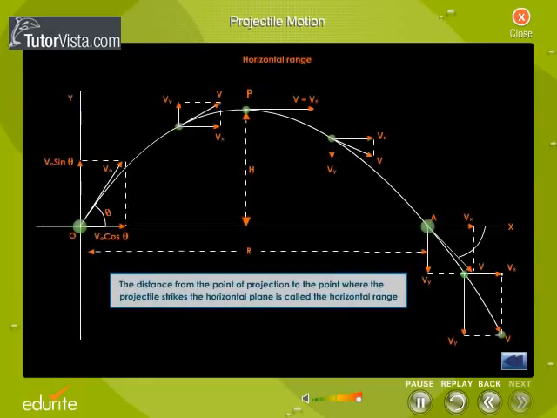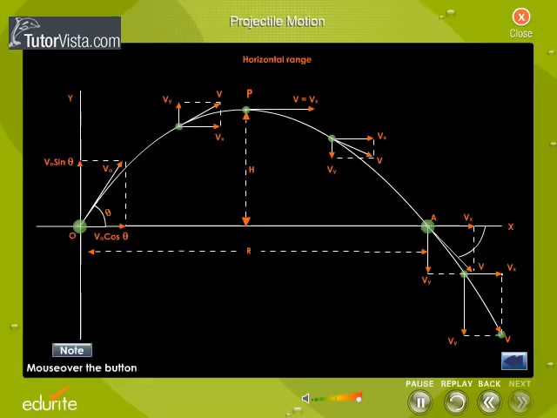Horizontal range. The distance from the point of projection to the point where the projectile strikes the horizontal plane is called the horizontal range. It is denoted by the letter R.